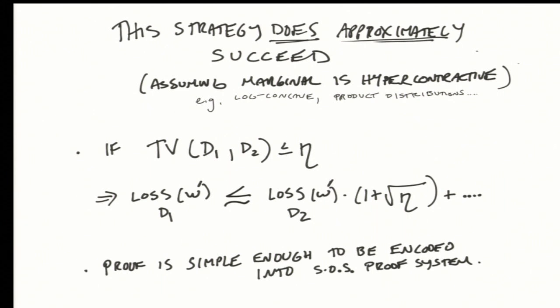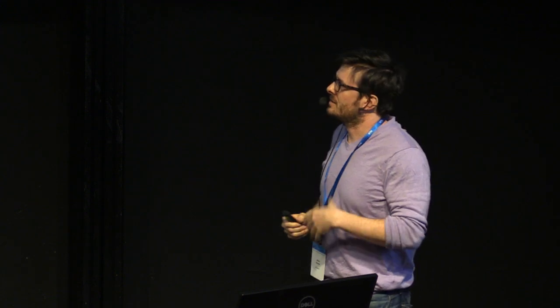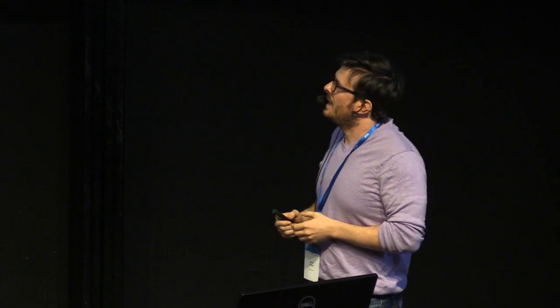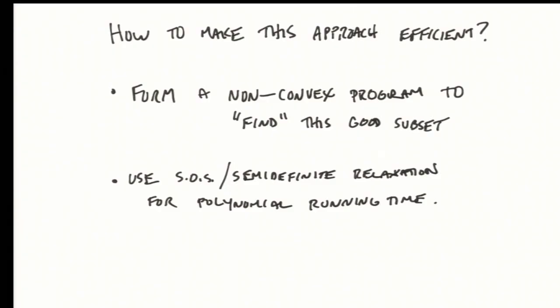So then the question becomes, how do we find a W prime that has small square loss with respect to that corrupted training set? Well, we can write a non-convex program that tries to find this good subset that we were using brute force search to find, and then take a semi-definite relaxation of this non-convex program to get polynomial running time. And the reason why it works is because this key lemma actually can be encoded using this very simple proof system. You can actually prove that this semi-definite relaxation gives you a good solution.